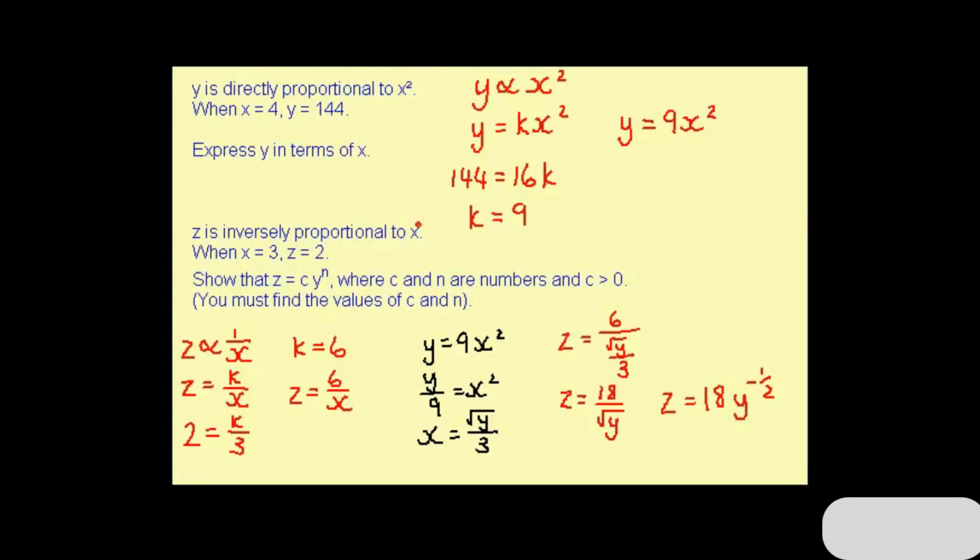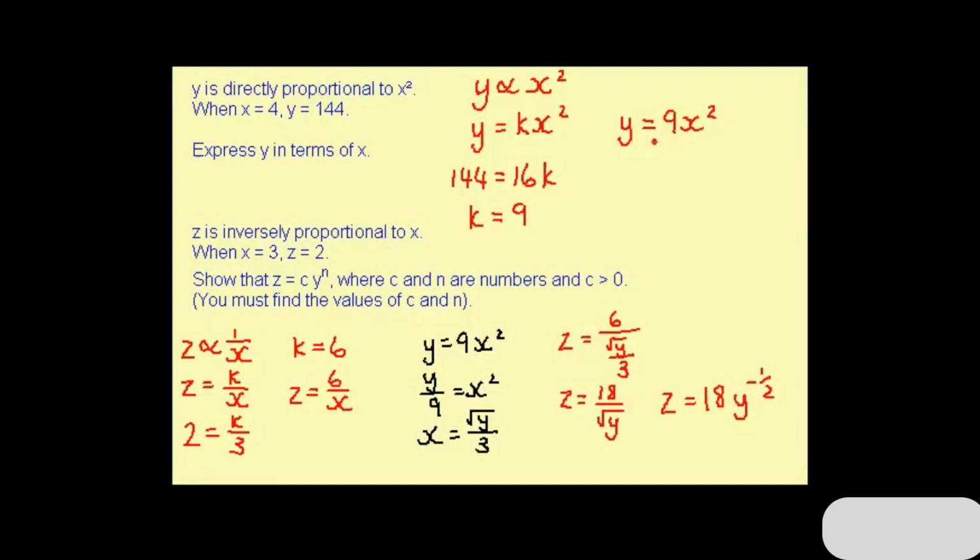For the second part of the question, we're going to start with this bit, and we're doing it in the same way. So z is proportional to 1 over x, put in the constant of proportionality k, replace with the numbers 2 and 3, and then calculate k, which is 6. So we have z equals 6 over x. In the question, we're asked to show that z is c multiplied by y to the power of n, so we need to get a y from somewhere, and the only place that y appears is in the first part of the question, so we need to use this answer here.